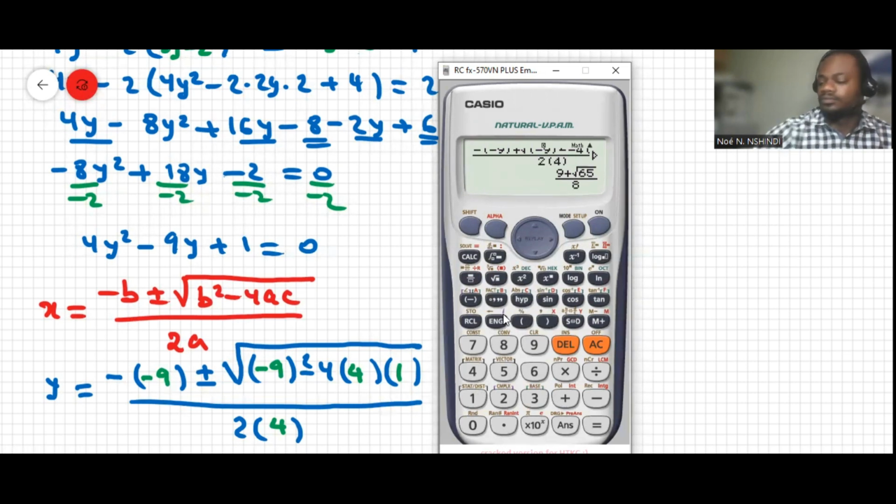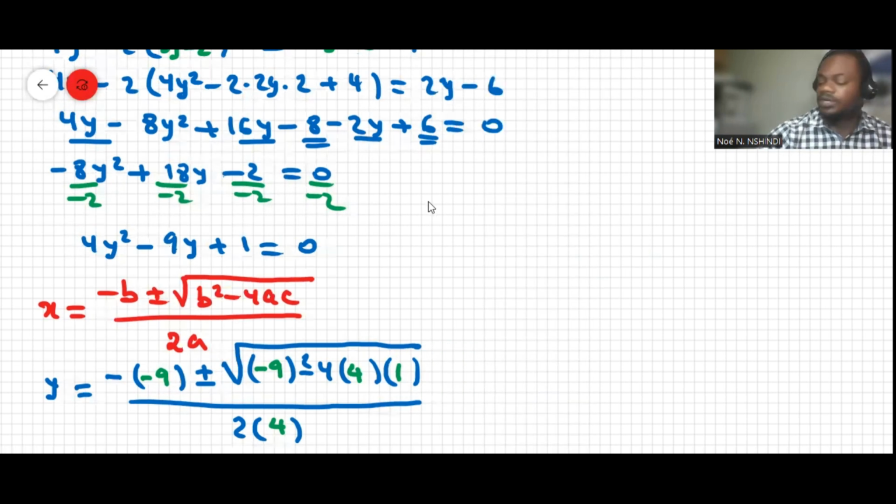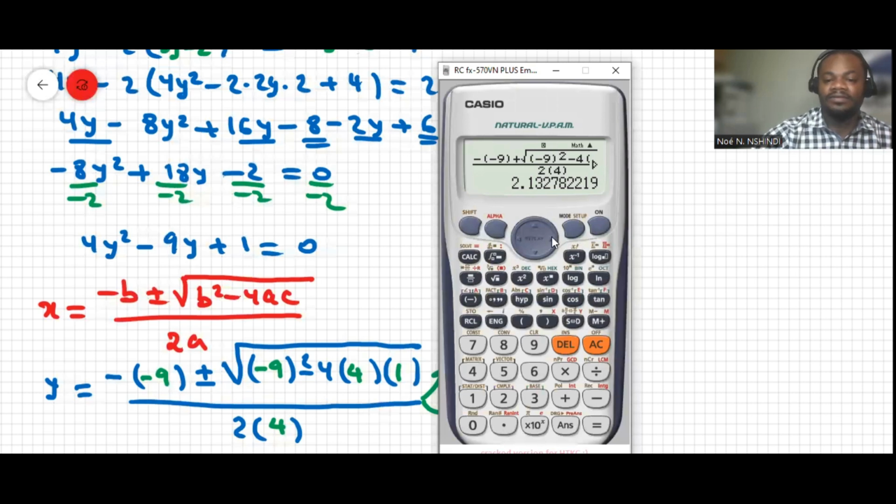The question said we need to simplify to one decimal place. So over here, when you get the answer, we press the button here, S to D. To one decimal place it is going to be 2.1. So here we have two solutions. With the positive, we have x is equal to 2.1. And then with the negative here, we can change the sign now.